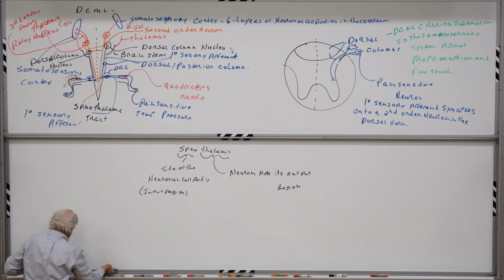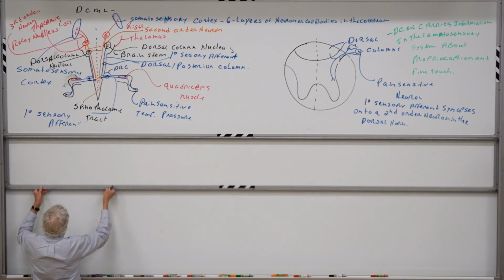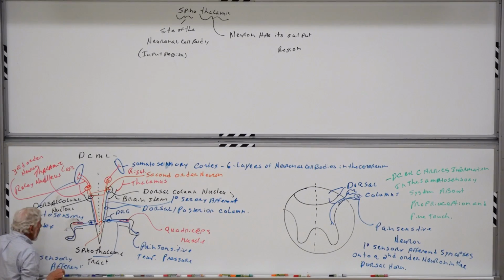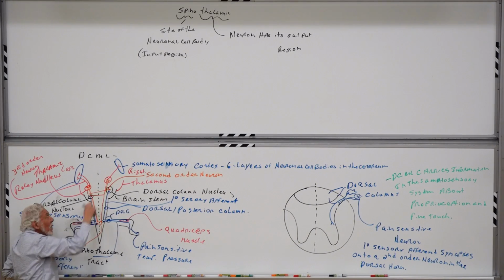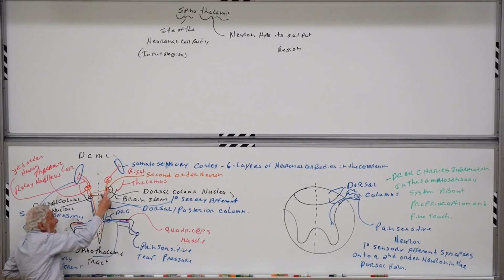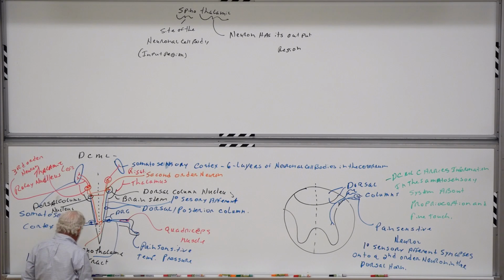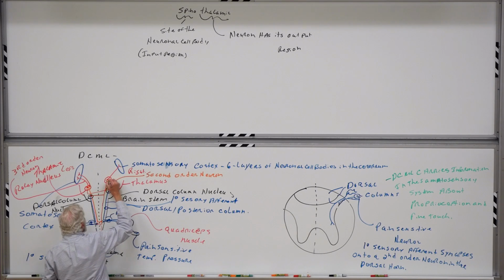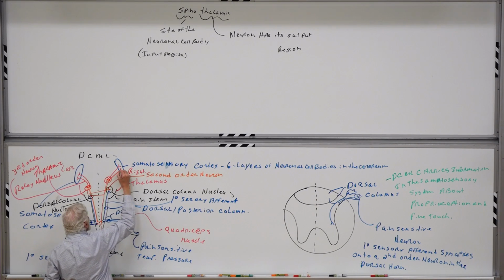So we now have this so-called spinothalamic tract. It's spinothalamic because its cell body is in the spinal cord, and it has its output region in the thalamus. But from there on, the pattern is the same, and then again, we have the red third order neuron going to the somatosensory cortex.